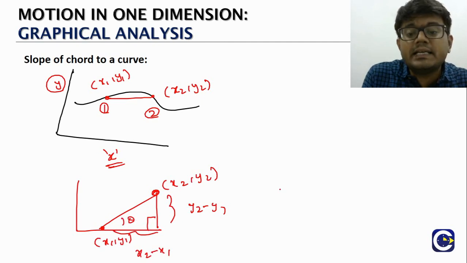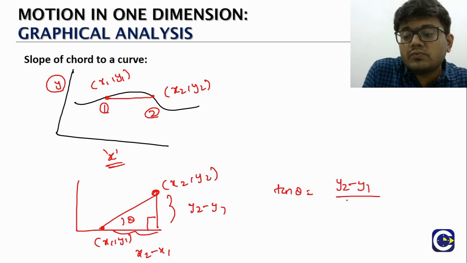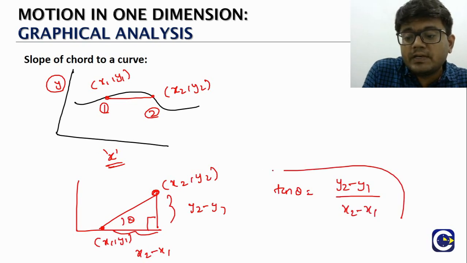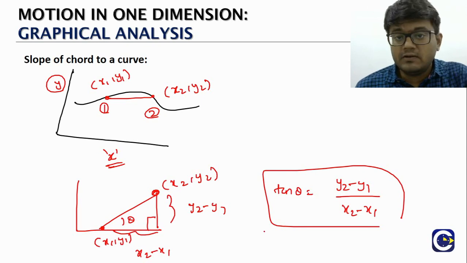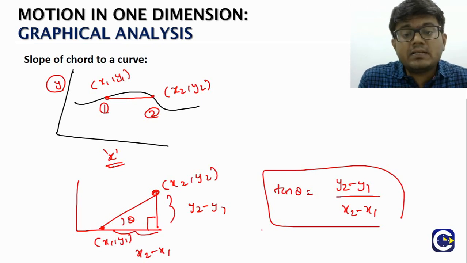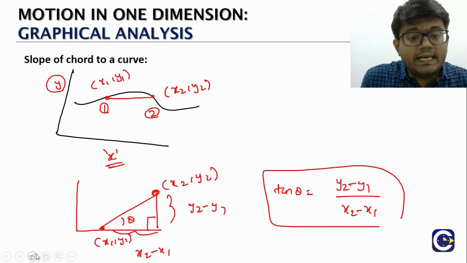So this is theta here. So tan theta will be equal to y2 minus y1 by x2 minus x1. So this is what we call the 2-point formula for getting the slope of a straight line. What is it? y2 minus y1 by x2 minus x1.